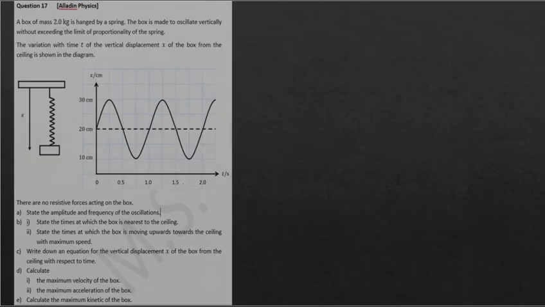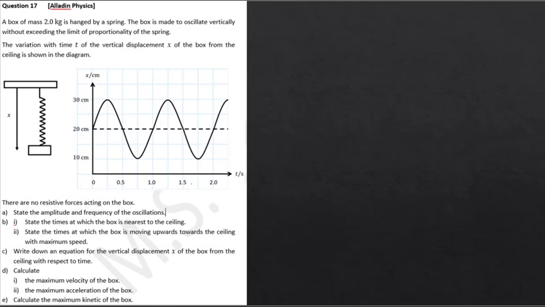Here we have a question like this: a box of mass 2 kg is hung by a spring. The box is made to oscillate vertically without exceeding the limit of proportionality of the spring. The variation with time t of the vertical displacement x of the box from the ceiling is shown in the diagram. There are no resistive forces acting on the box. State the amplitude and frequency of the oscillations.